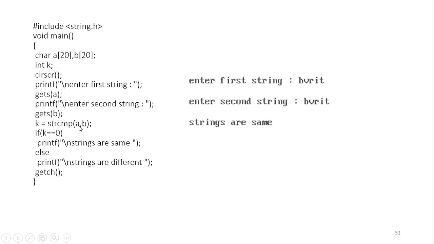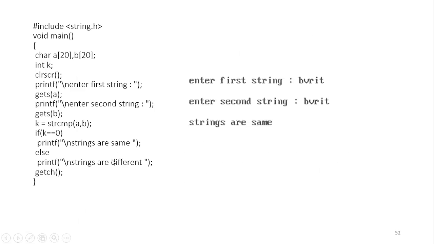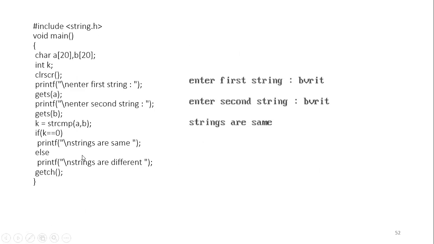Now I'm using the strcmp function to compare the strings A and B. If A and B are the same, then the return value of the string comparison is integer value 0. Here you can see if S1 string is equal to S2 string, then the return value of the strcmp function is 0. Then here I am displaying strings are same. If it is other than 0, that means less than 0 or greater than 0, the strings are different. They are not same.